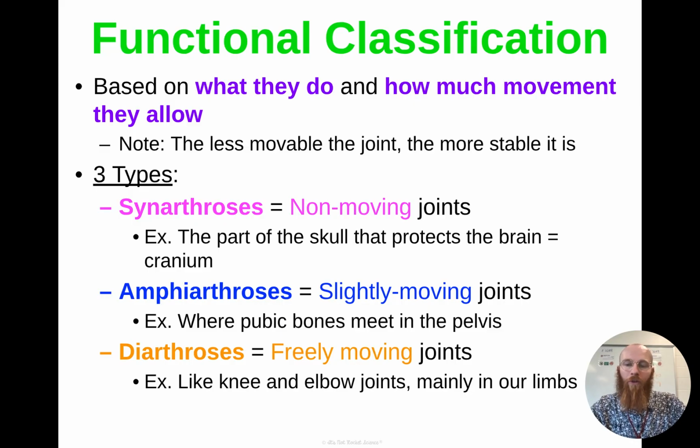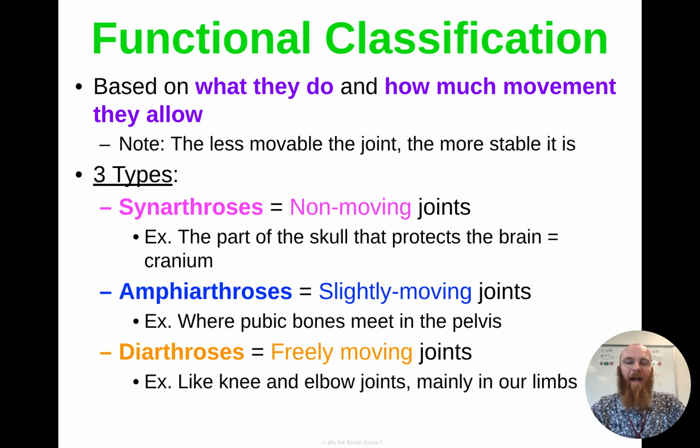We have what are called amphiarthroses, which are only slightly movable joints. An example here is where your pubic bones meet in the pelvis. So it allows for a little bit of movement, which is a good thing, but for the most part, these are primarily stable joints that only allow movement when absolutely necessary or in a small set of circumstances.